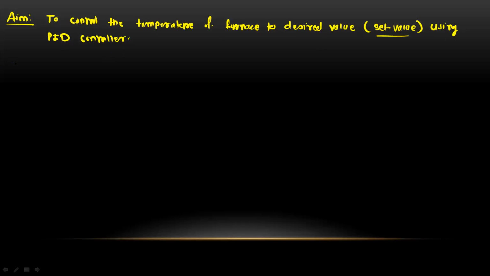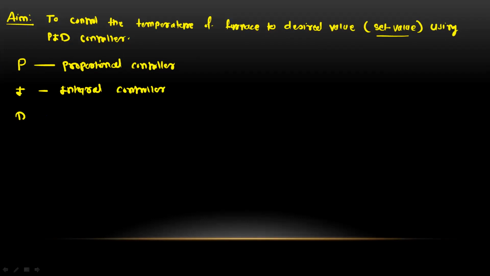So you must have studied the PID controller in control systems. Basically, a PID controller consists of P, which stands for proportional. So this is the proportional controller. Then I stands for integral controller. And D stands for derivative. Okay, so by using the combination of P, I and D, we will control the temperature of the furnace.